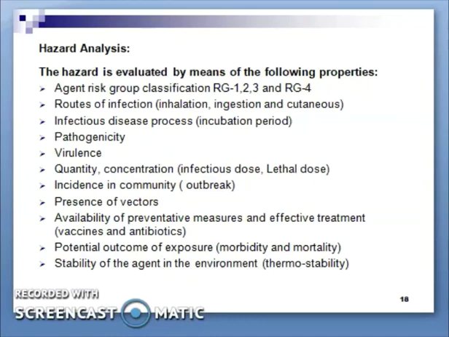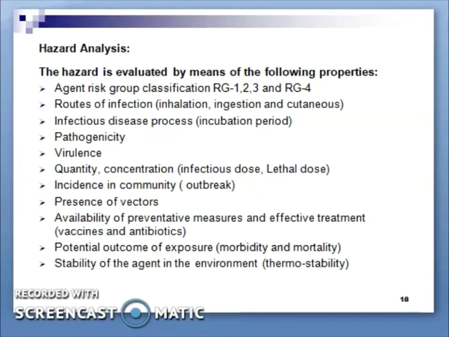If a certain thing happens, what will be the consequences in the community? What will happen to the community? Will it produce or bring an epidemic in the community? Presence of factors, availability of preventive measures and effective treatment, for example vaccines and antibiotics. Potential outcome of exposures means whether the people are recovering from the disease or the exposure is lethal. Stability of the agent in the environment, which is known as thermostability.